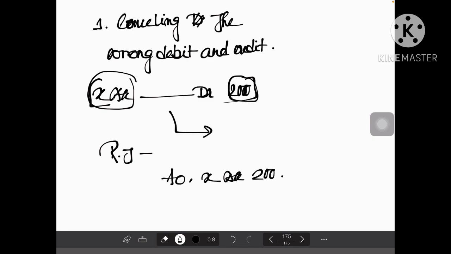What we are doing here is cancelling the wrong debit and credit. X account debit, which is given 200, is a wrong statement, which means it is a wrong journal. So you have to cancel the debit side by writing it into the credit side, to X account. At the same time, if you have wrongly written the X account into the credit side, to rectify that you have to write the X account into the debit side.